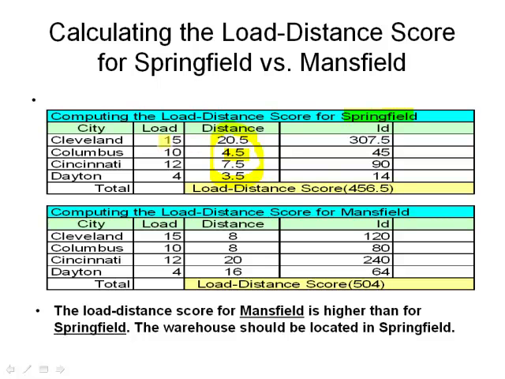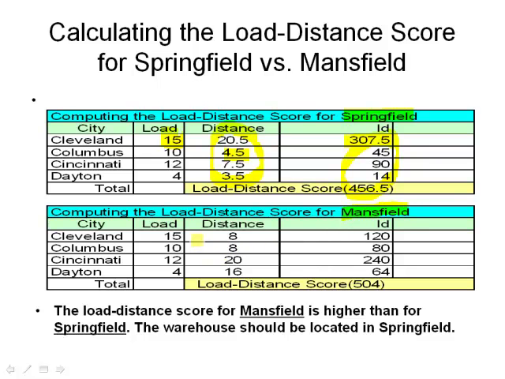And again, for each city, what we do is we multiply the load times the distance. So if you take 15 times 20.5, you'll get 307.5, etc. We add those up, and the total load distance is 456.5. We do the same thing for Mansfield.